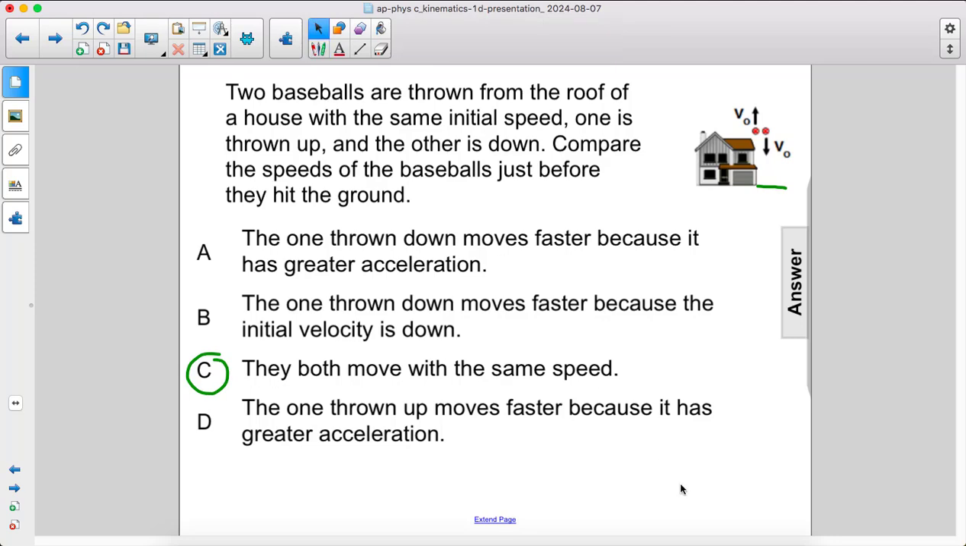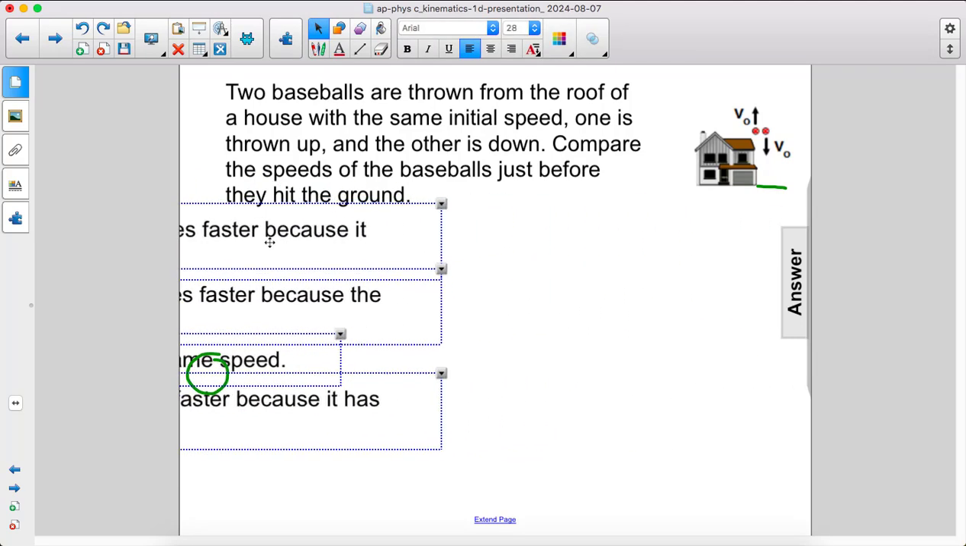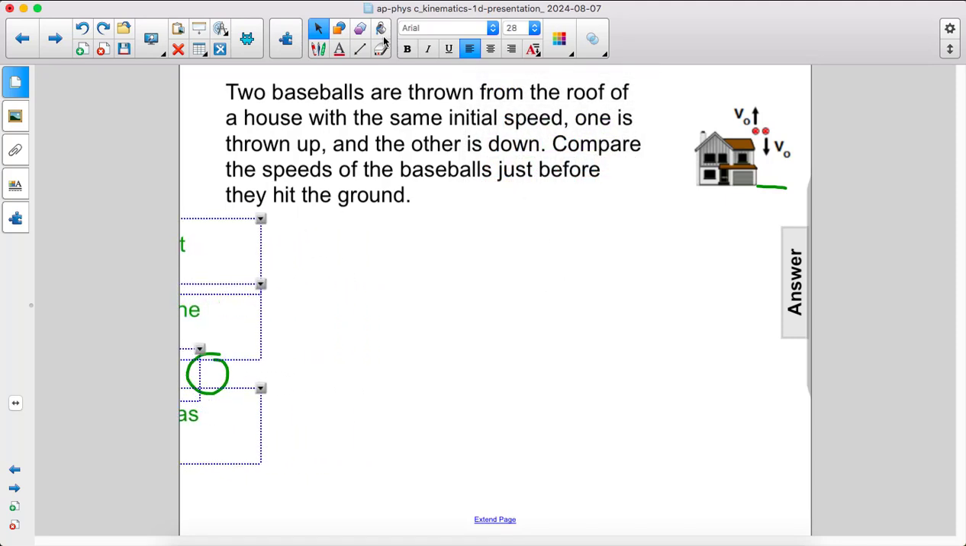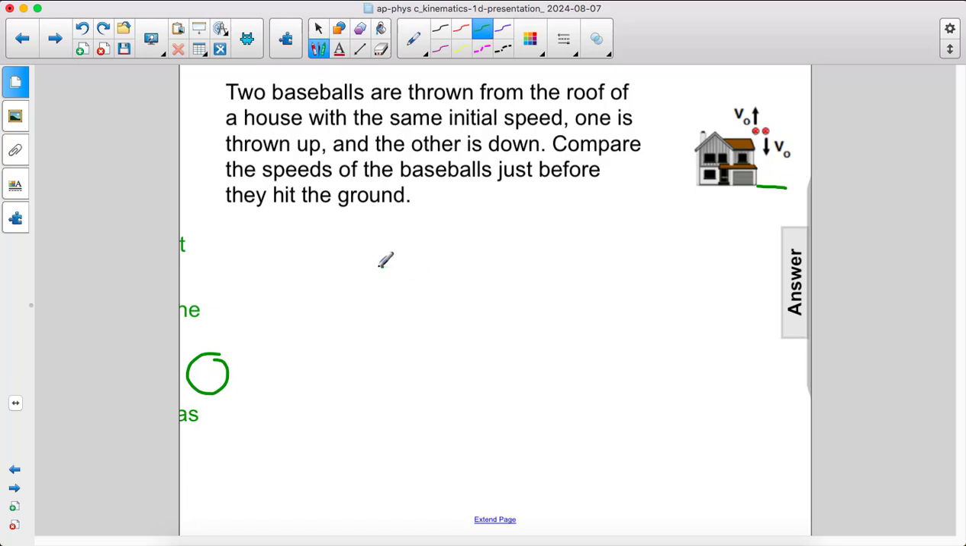To explain this, I need a little bit of space. All right, let's analyze the motion of both balls. We have the ball that's thrown downwards. This one's easy. It's thrown downwards with an initial velocity. It falls a certain height, it takes a certain amount of time, and it's going to land with V final.